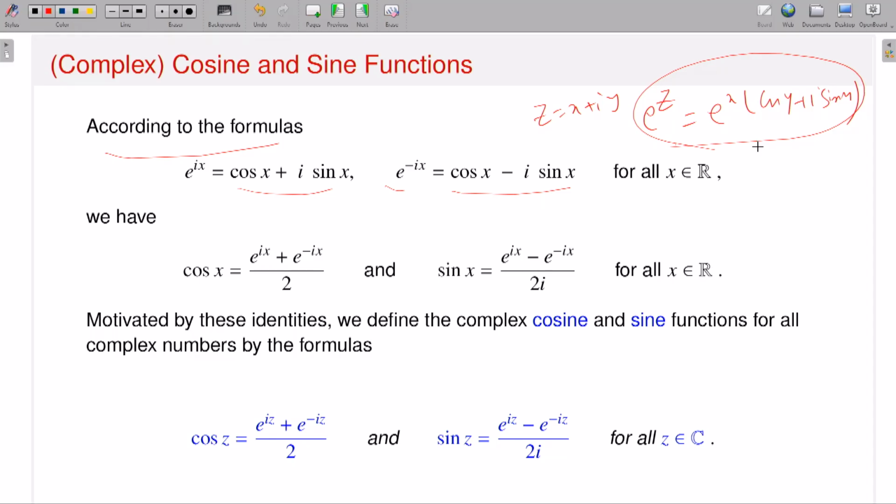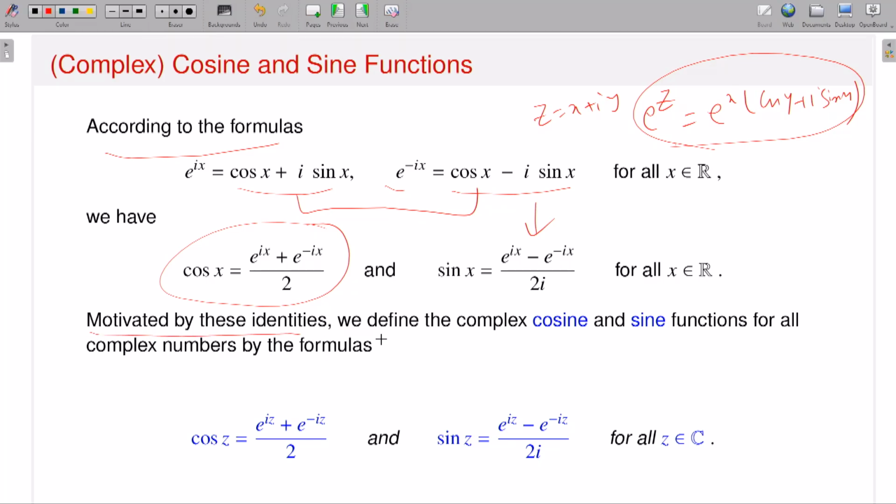Then if I do some algebra, it turns out that cosine x is nothing but e to the power ix plus e to the power minus ix, divided by 2. You just add these two things, and if I take the subtraction, it turns out that the sine function is e to the power ix minus e to the power minus ix, divided by 2i. Now this is the expression of cosine and sine where x is a real variable, but I want to define my sine and cosine functions for a complex variable z. So the same thing we will do.